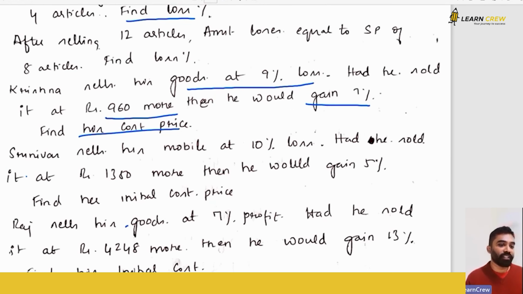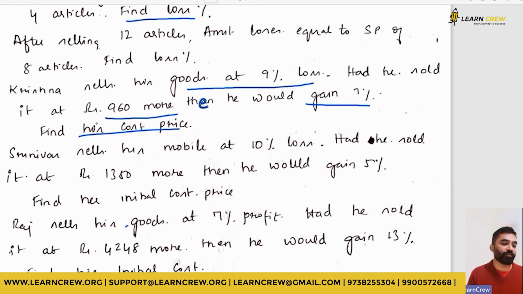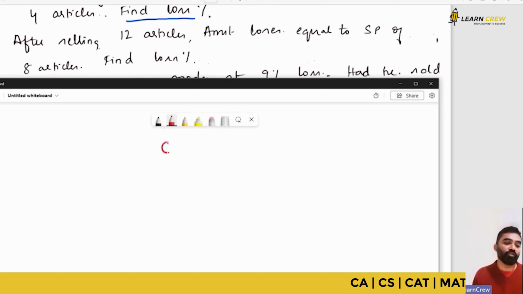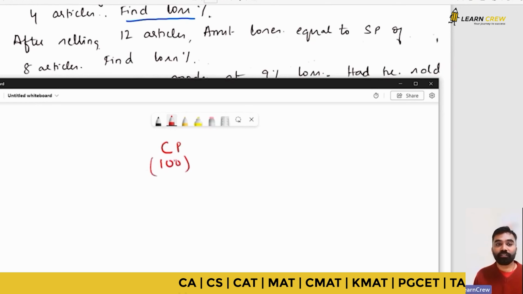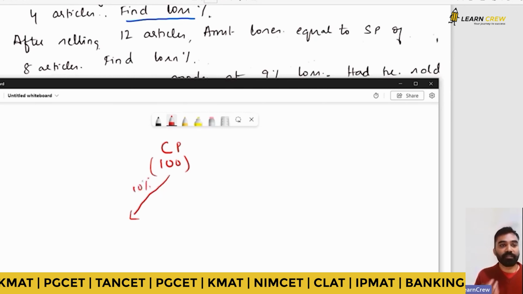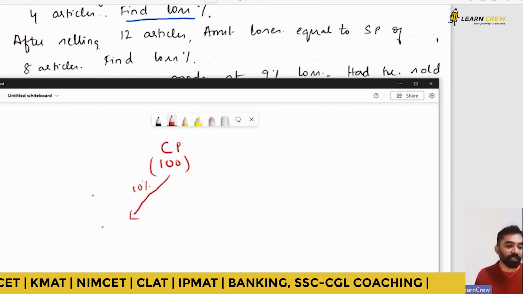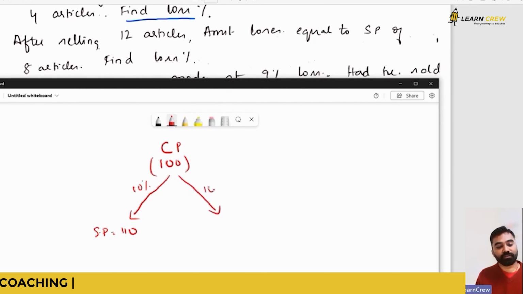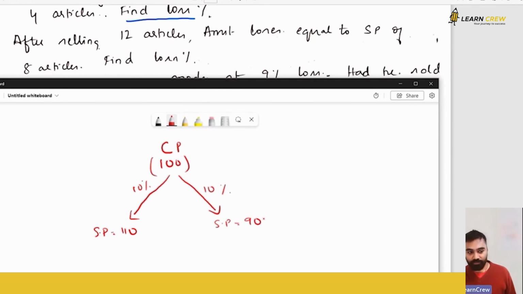Krishna sells his goods at 9% loss. Had he sold it at 960 more, then he would have gained 7%. Find his cost price. Okay, all observe. Now imagine I'm assuming the cost price to be 100. If I'm selling a product at 10% profit, what would be the selling price? If I'm selling the same product at a 10% loss, then the selling price is 90. Fine. Now this is the simple concept.